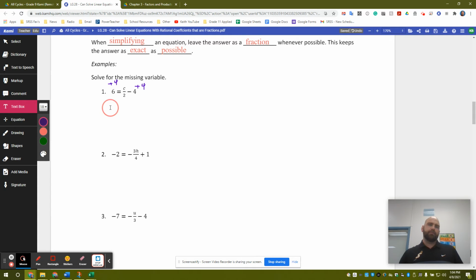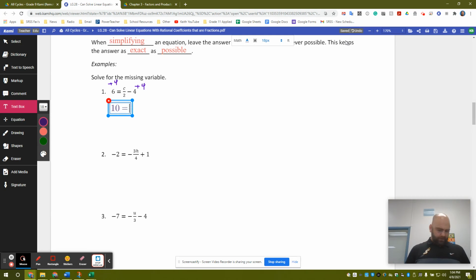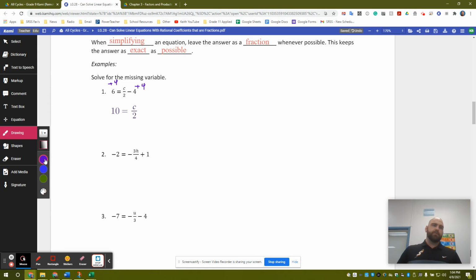And when we do that, it's going to give us 10 on this side here is equal to c over 2. Okay, the fraction stays the same. All right, now we have this fraction all by itself. We want to get rid of that denominator. So what do we do? Multiply by 2. And we do that to this side here as well.